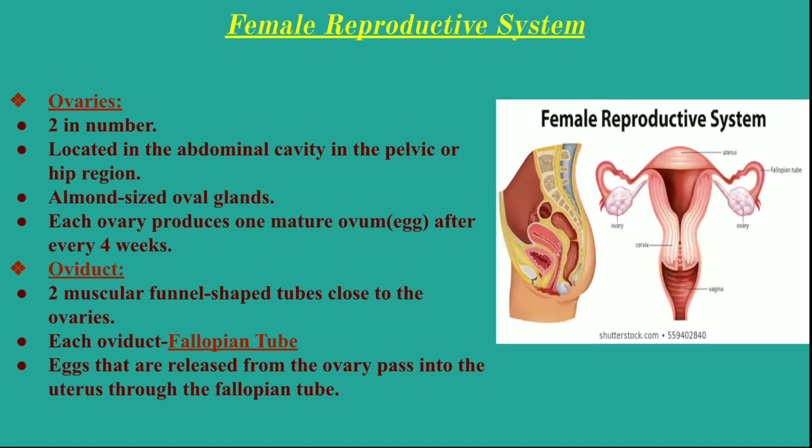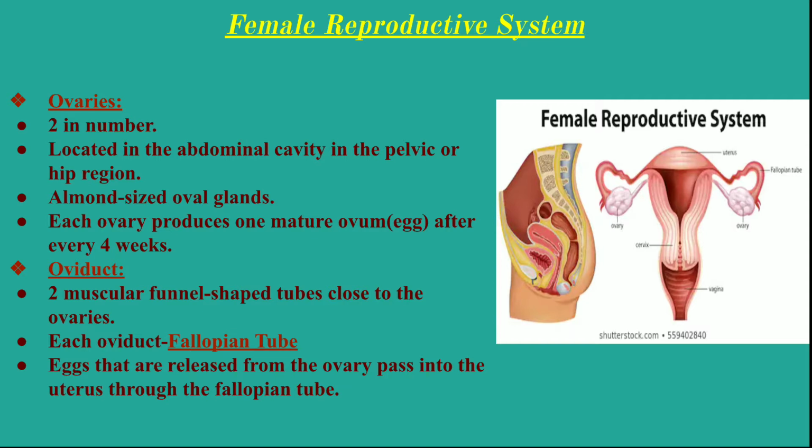So first we come to the ovaries. They are two in number. They are located in the abdominal cavity in the pelvic or hip region. From the picture you can see this is the hip region. Here only the ovaries are located.